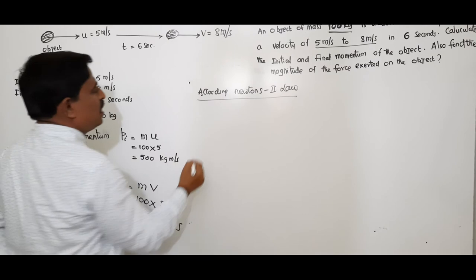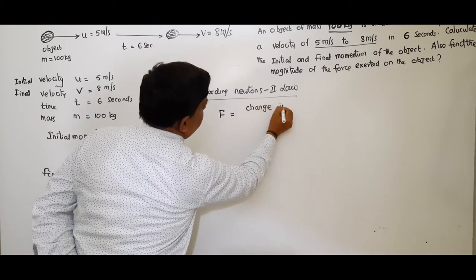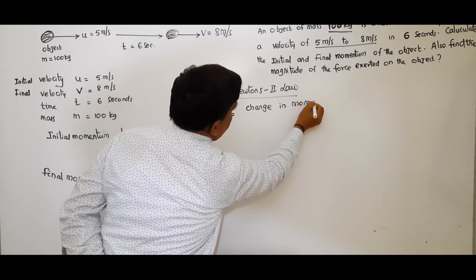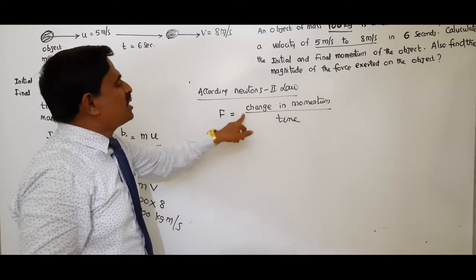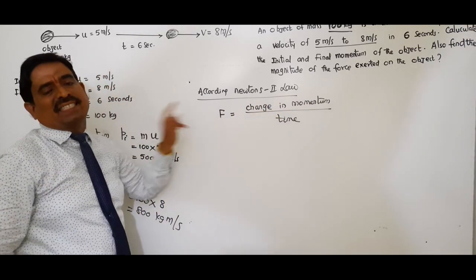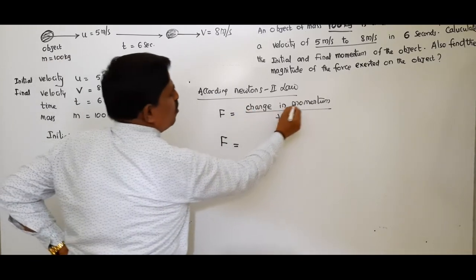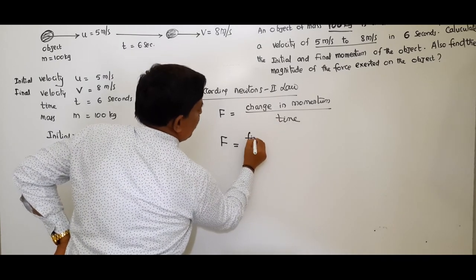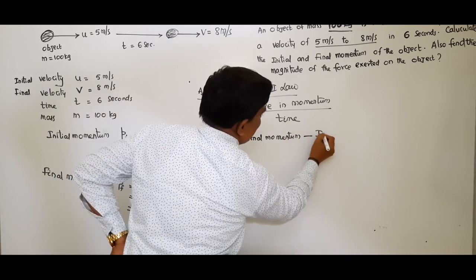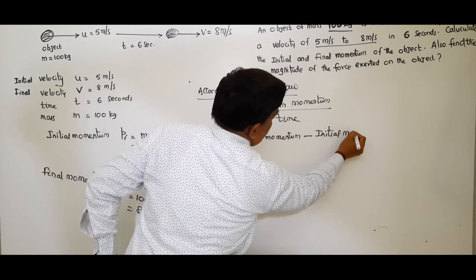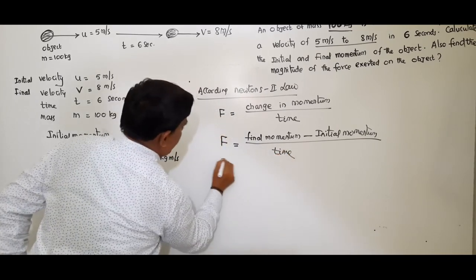According to Newton's second law, force is equal to change in momentum by time. Rate of change of momentum is equal to external force. Force F is equal to, F represents force, change in momentum, which means final momentum minus initial momentum, by time.